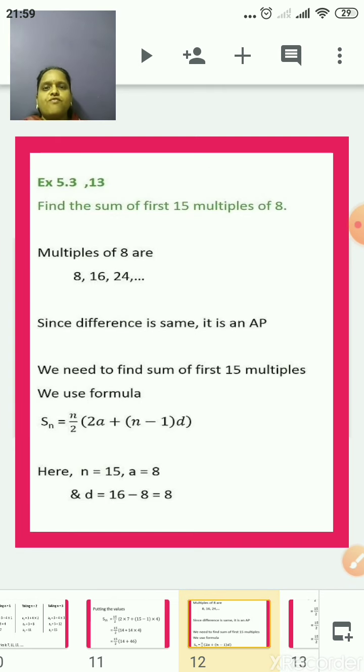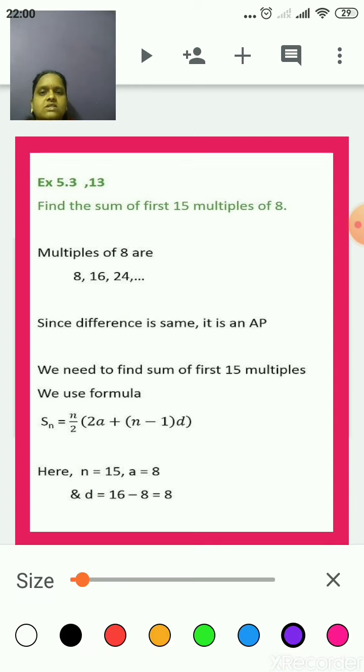Find the sum of first 15 multiples of 8. This type of sum is also there in your second exercise. Similarly we will solve it here also. The multiples of 8. 8 multiples means what? It is simply the table of 8: 8, 16, 24 and so on. Since the difference is the same, yes, it is an AP, because 16 minus 8 is 8, 24 minus 16 is 8. So we can say the given sequence is an AP.